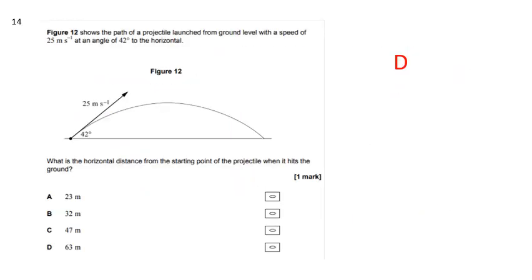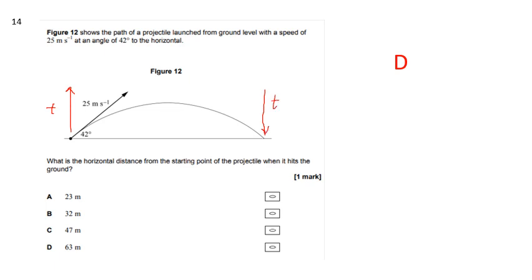This one here is a lot of work. We need to find the range, how far it goes. The trick is to work out the time of flight. To do that, we'll use the vertical component. The vertical component of the velocity is 25 sine 42, and if we do v equals u plus at, that will tell us the time it takes to get to the maximum height. Then we double it, because the time it takes to get up is the same as the time it takes to get down.